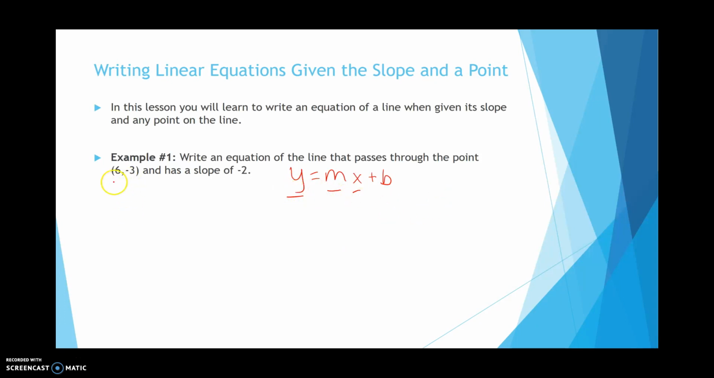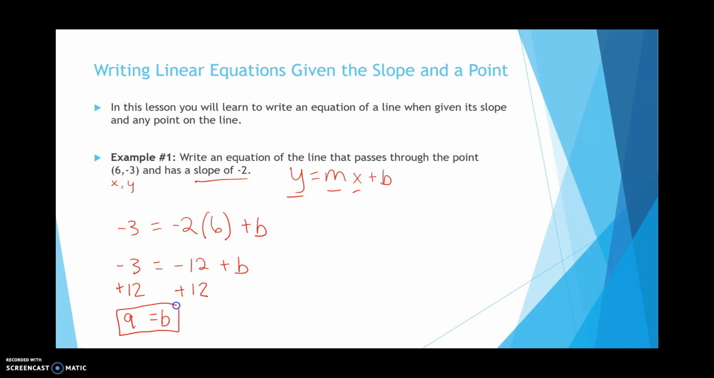So here, 6, negative 3, 6 is my x, negative 3 is my y. So I'm going to write this as negative 3 equals, they're giving me my slope of negative 2, times x, x is 6 here, plus my b. That is what we're solving for first. So let's solve this. Negative 2 times 6, that's going to give me negative 12, plus b on the right equals negative 3 on the left. To solve for b, I'll add 12 to both sides. And negative 3 plus 12 is going to give me positive 9, and that's going to equal b.